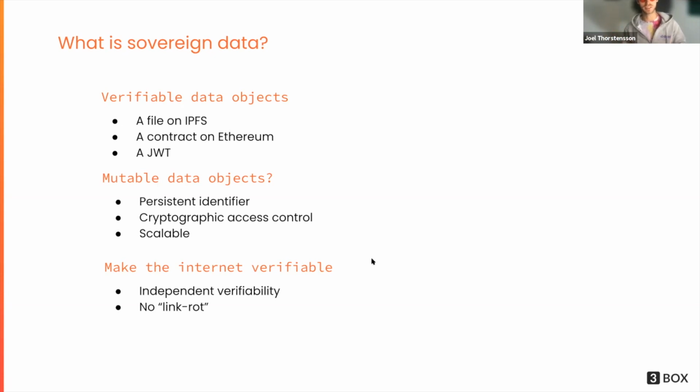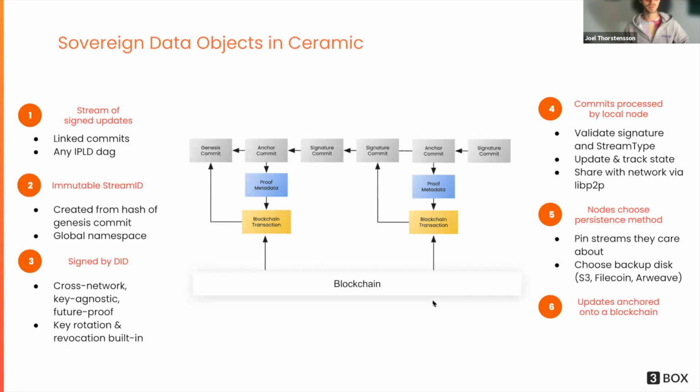And if we can have that on an internet scale, we can make pretty much the entire internet verifiable. And so we can have these interlinked data objects that are independently verifiable, and we can start building a graph of knowledge of data without having the problem we have in today's web where links can die because servers go offline. So with Ceramic, we have created sovereign data objects, and that's basically the core primitive of Ceramic.